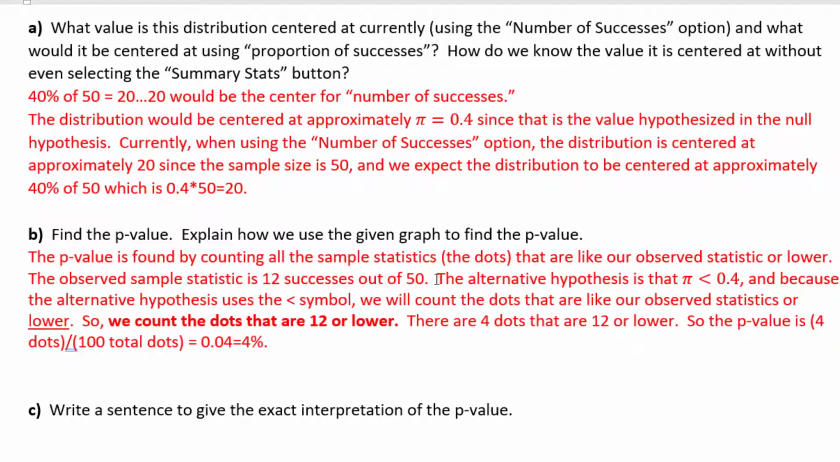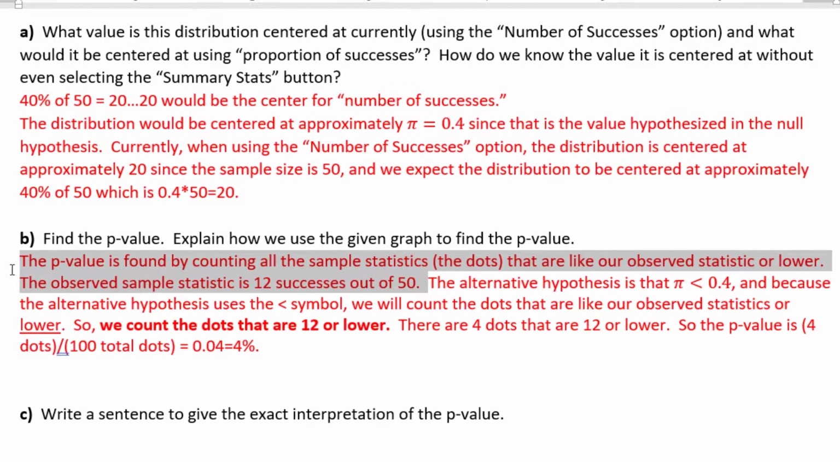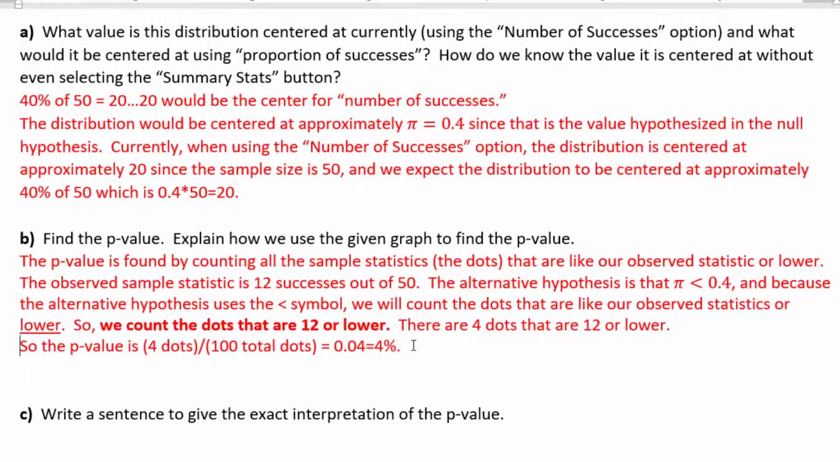Again, in summary, the p-value is found by counting all the sample statistics, the dots that are like our observed statistic or lower. Our observed statistic was 12 successes out of 50. So we need to count dots that are like 12 and lower. We do lower because the alternative hypothesis had a less than symbol. We counted 4 dots that were 12 or lower, so the p-value is 4 out of 100 total dots, which is 0.04. The p-value is 0.04, 4%.